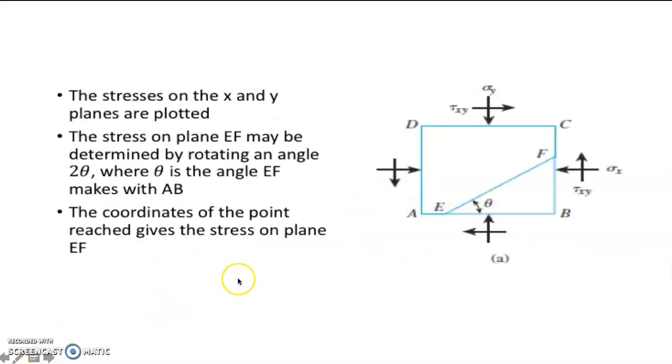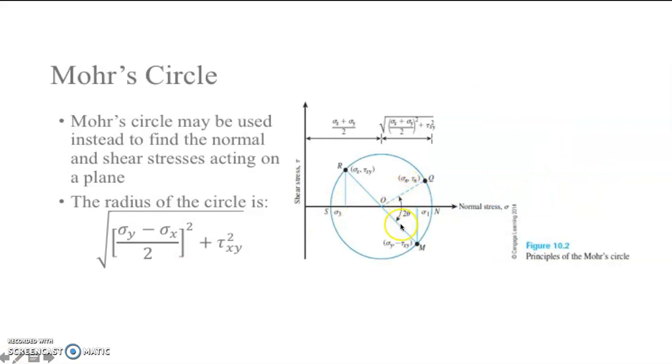So the stresses on the x and y direction of the plane are plotted. You're going to plot your stresses along x and y plane. The stress on a plane EF may be determined by rotating an angle theta or 2 theta, where theta is the angle EF makes with AB. The coordinates of the point reached give the stress on plane EF. So basically, this one illustrates our stresses. We have an angle theta which makes with the line AB. From this illustration, our 2 theta is this one.